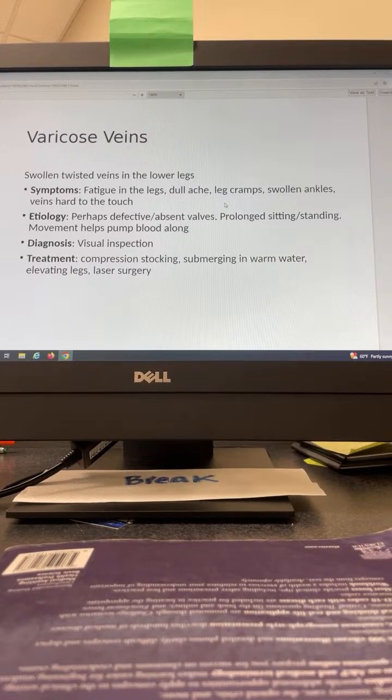All right, varicose veins. This is not life-threatening like an aneurysm. These are mostly a cosmetic issue, but they can also be painful and annoying. You probably know somebody with varicose veins. These are more common in older women or people that have been on their feet a lot. A lot of times nurses will have these because they're standing on their feet for 12 hours straight every day. Basically, you'll have swollen and twisted veins in the lower legs. This can make your legs extra tired. You can have a dull ache. Eventually, as it keeps getting worse, more leg cramps and swollen ankles. The veins will even be hard to the touch.